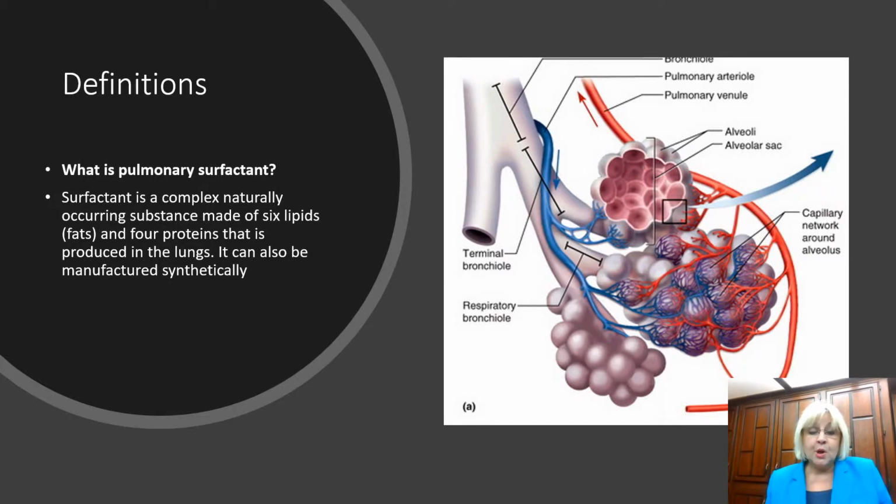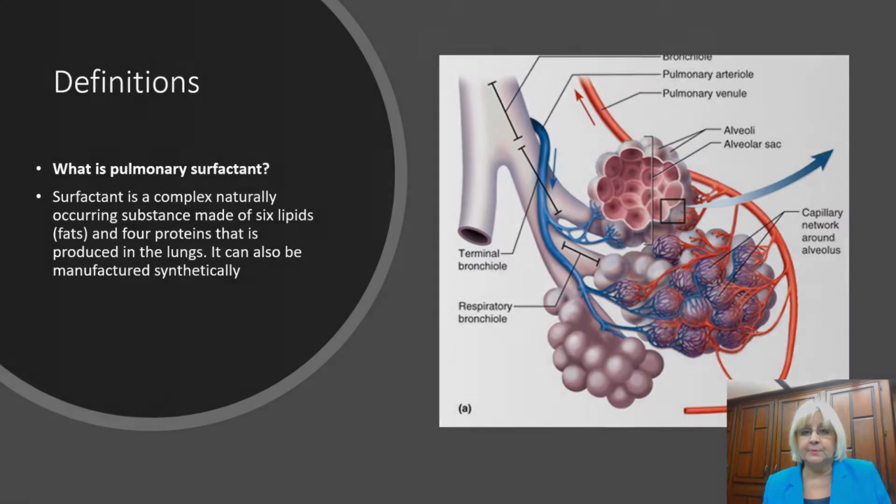So what is pulmonary surfactant? Surfactant is a substance that's produced in the lungs. It's made of 6 lipids and 4 proteins. It also is synthetically manufactured, and we will talk about that and where that's used in just a few.